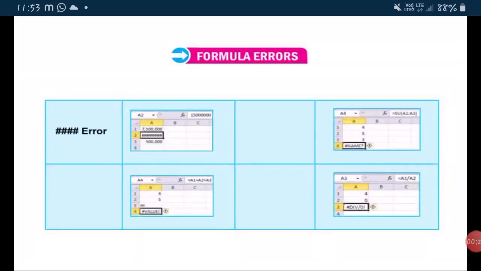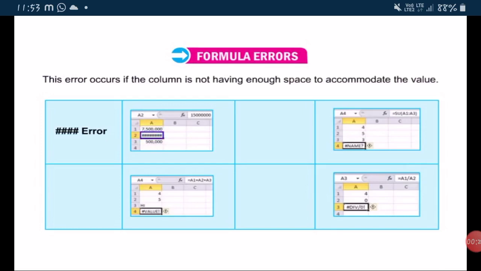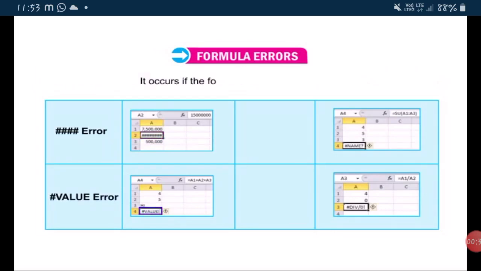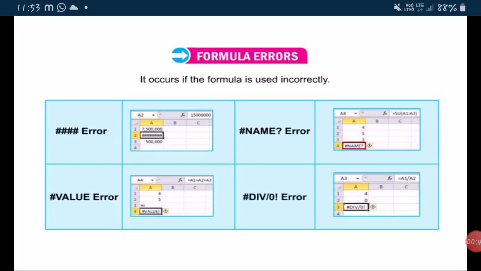The ##### error occurs if the column does not have enough space to accommodate the value. The #VALUE! error occurs if the formula contains invalid data. The #NAME? error occurs if the formula is used incorrectly. The #DIV/0! error occurs if a number is divided by 0.